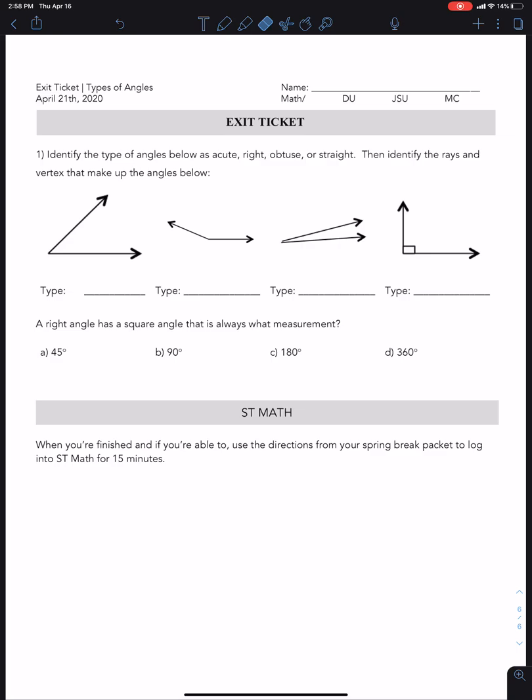This right here is an acute angle. This one is an obtuse angle, then an acute angle, and then this one is a right angle. And then a right angle is a square angle that always measures 90 degrees.